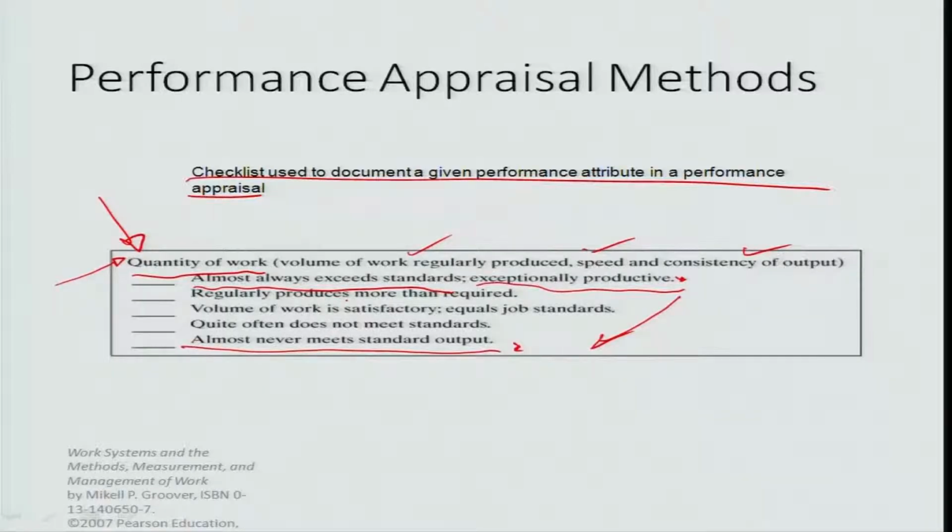a person, including regularly produces more than required. There is one grade which says volume of work is satisfactory, equals job standards, quite often does not meet standards, that is another grade, and then finally the lowest grade of almost never meets the standards. So, the idea is that such a performance attribute could be graded by rating any one of these attributes based on the intuitive judgment that an authority or a supervisor would have to rate his employees.